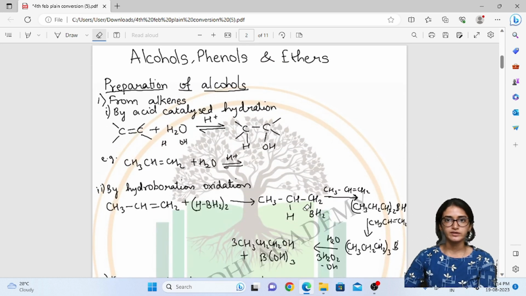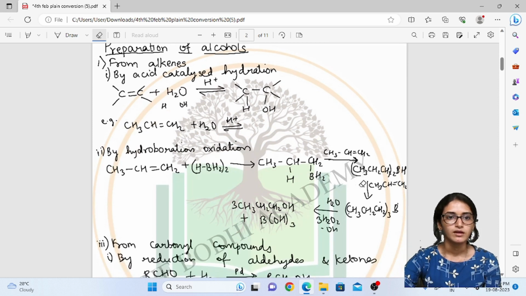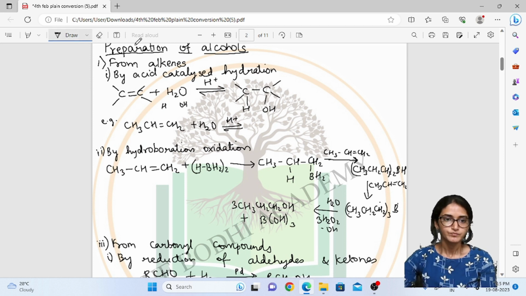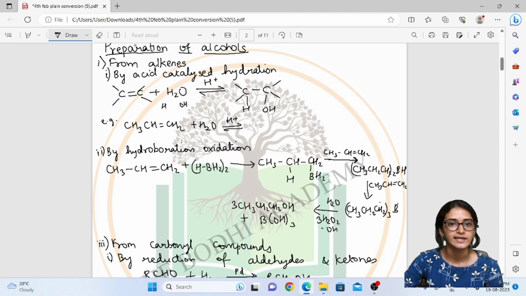Now there are different methods to prepare alcohol. Okay, so we will see one by one. First is from alkenes. So how to prepare alcohols from alkenes? The first method is by acid catalyzed hydration. So what we do here, we add some acid, that is H2SO4 or HNO3, and water along with that.